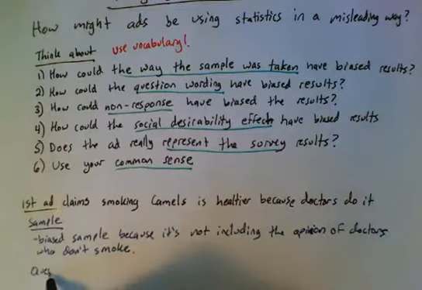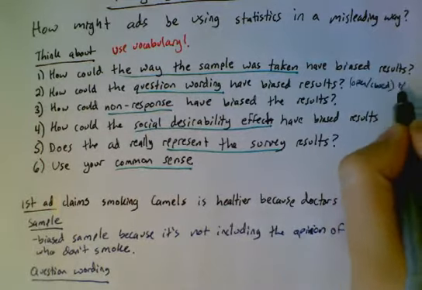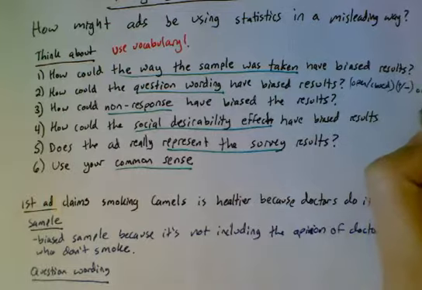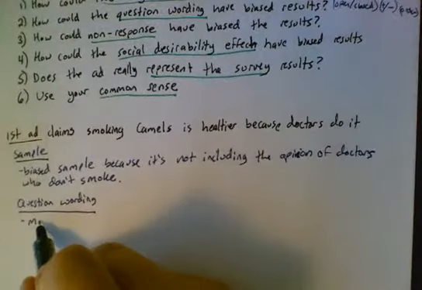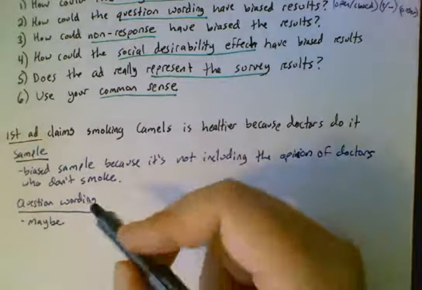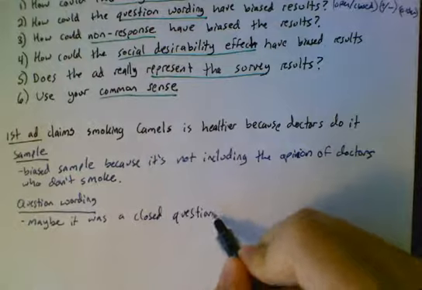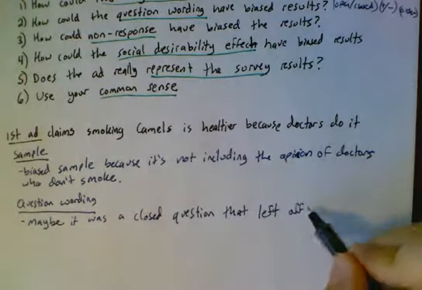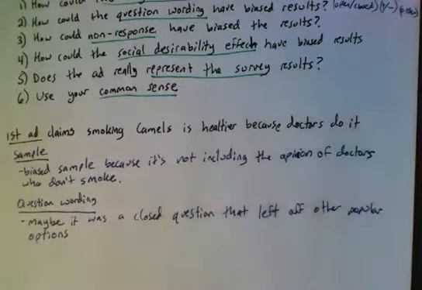Let's see, question wording. This is our open and closed question. Positive or negative wording and question order. So with the question wording, maybe it was a closed question that left off other popular options. So, for example, if the options were Camels and then two things that no one has ever heard of, well, duh, most people pick Camels out of those three options, even if their real preference would be something entirely different.